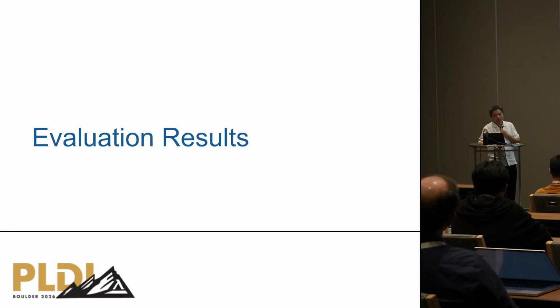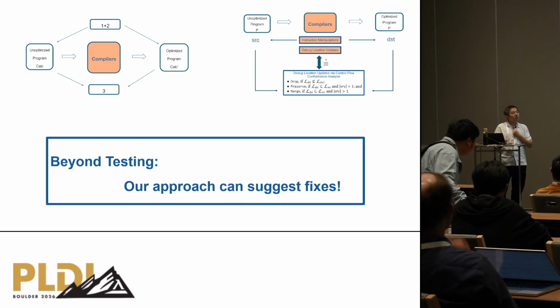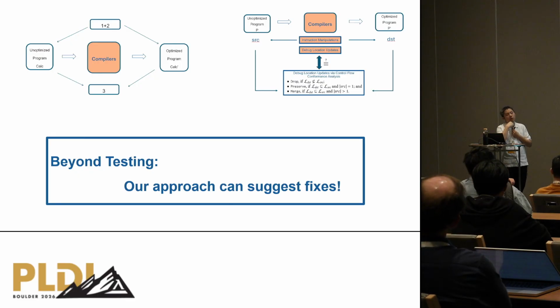Next, I'm going to briefly talk about the evaluation results. One thing I really want to note is that by using this compiler-assisted framework, we can not only find the bugs, but also suggest a fix. That's something that hasn't been done before. If you think about what we do here, we track the execution of compilers, so we know the ground truth: the correct update behavior of the compiler on this specific input.